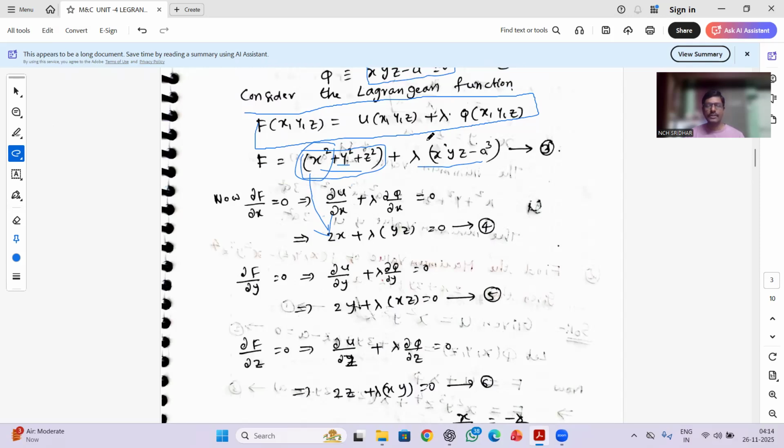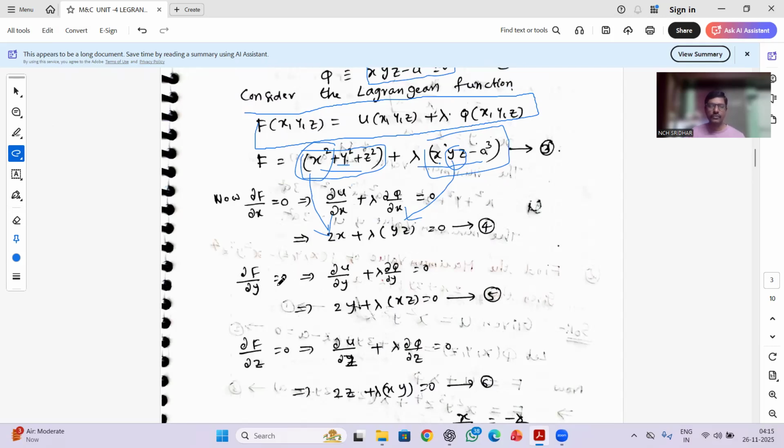Dou pi by dou x: I need to differentiate this function. yz is a constant, so take out yz since it is in multiplication, and the differentiation of x is 1. Therefore the remaining term is lambda into yz, equal to 0. A cube is clearly a constant, so the differentiation of a constant is equal to 0.